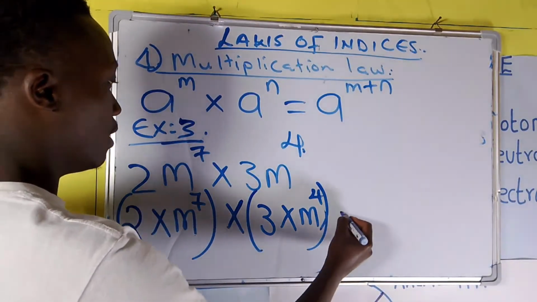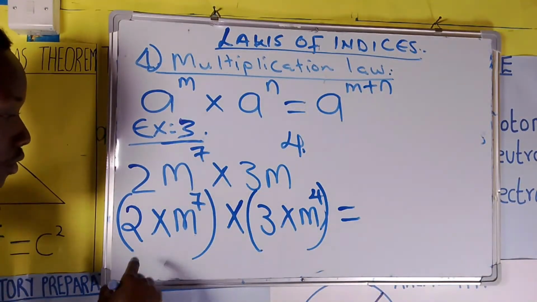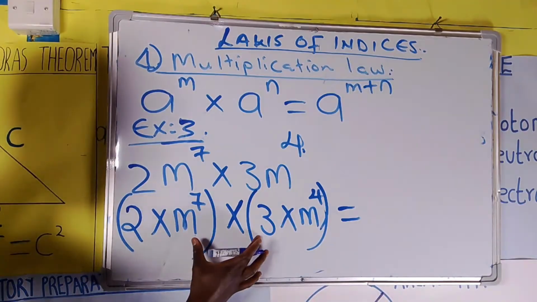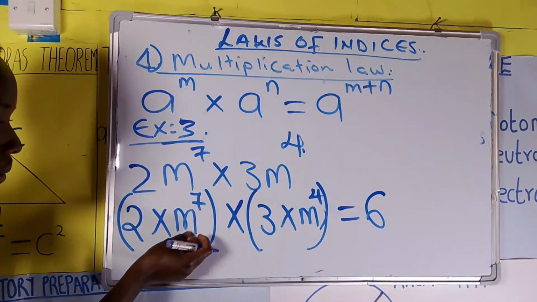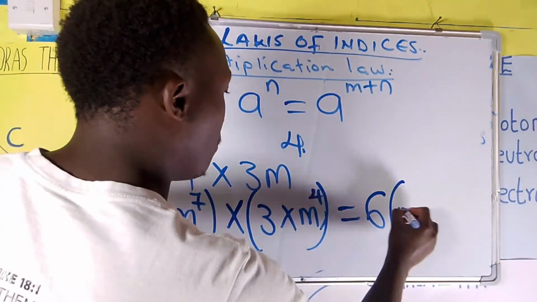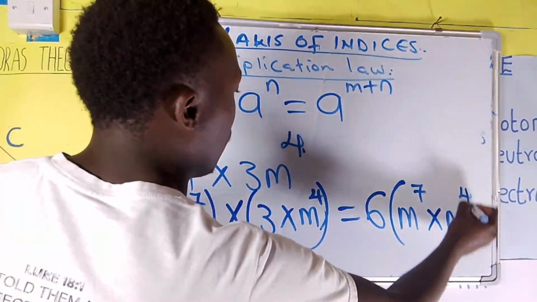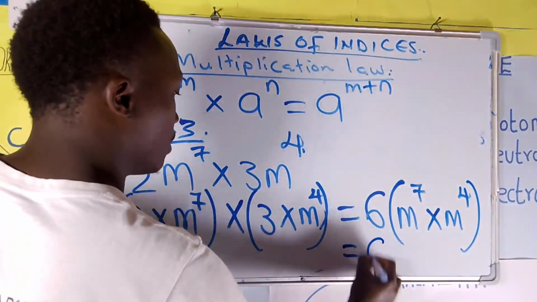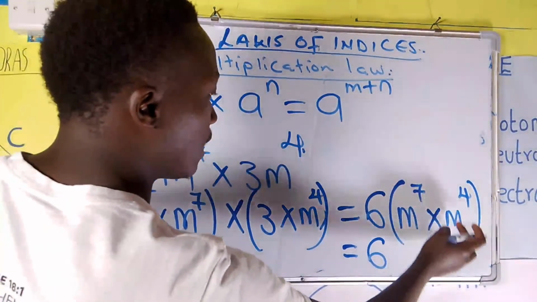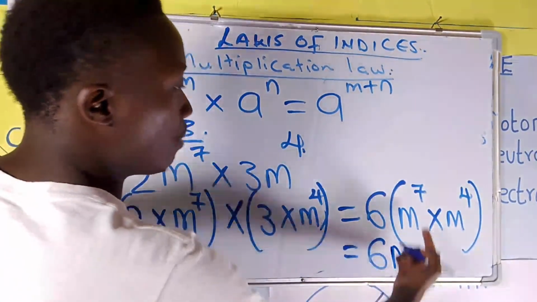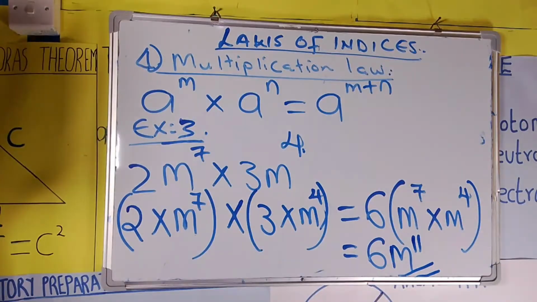So for us to solve that one, what we are going to do, we will take the constant we multiply. 2 times 3 is equal to 6. Then we take m to power 7 times m to power 4. So that will be equal to 6 m to power 7 times m to power 4. It will be equal to m to power 7 plus 4, which is 11.